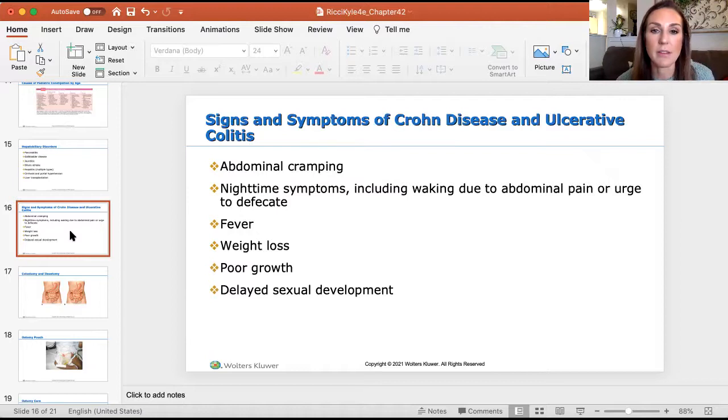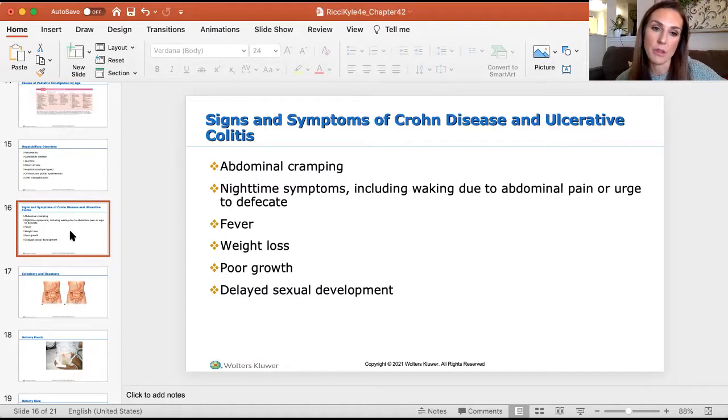So let's talk about signs and symptoms of Crohn's disease and ulcerative colitis. Some of the signs and symptoms are going to be abdominal cramping. A lot of times they'll have nighttime symptoms. It's kind of like when they're starting to lay flat and they're not moving around anymore.